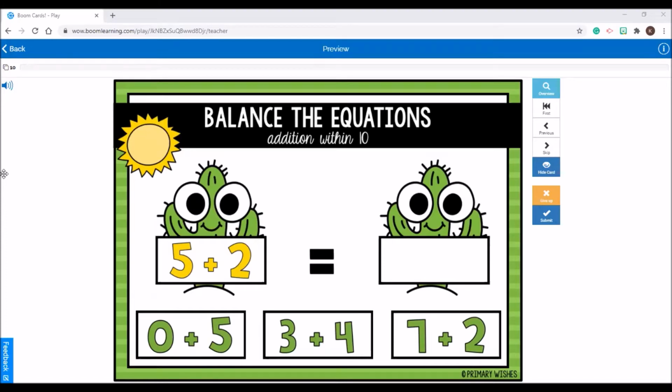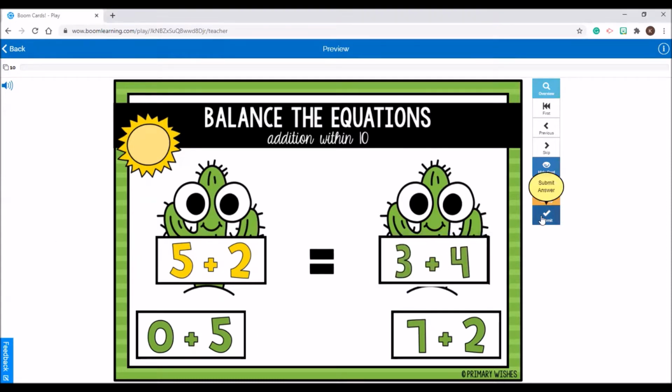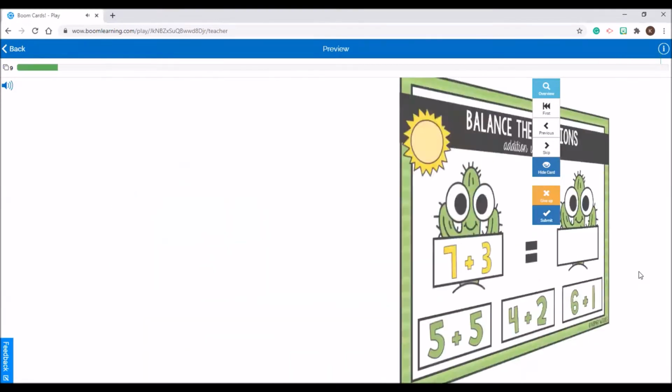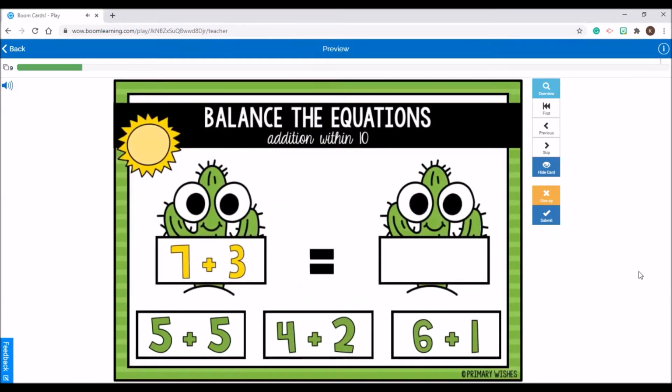So here's our game, our fluency activity, balancing the equations. We need the left side to match the right side. So which of the equations or the number sentences at the bottom matches with what is given to us on the left? Okay, let's check it out. Yay, let's keep going. All right, what do we have here?